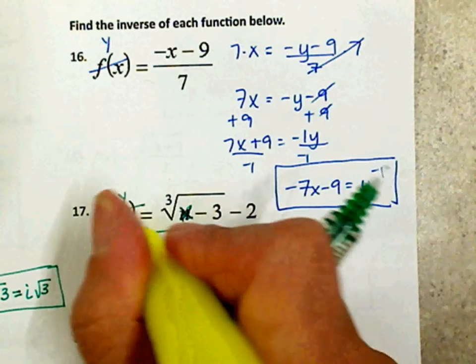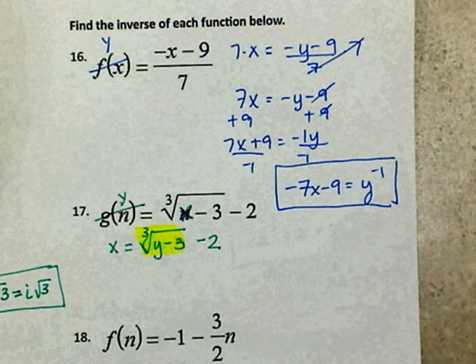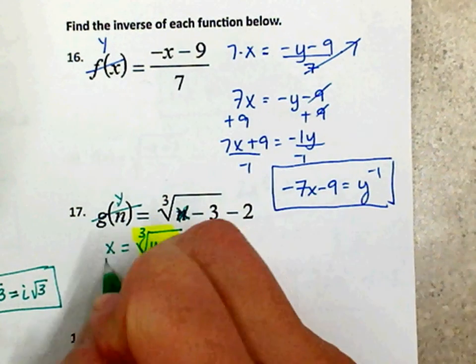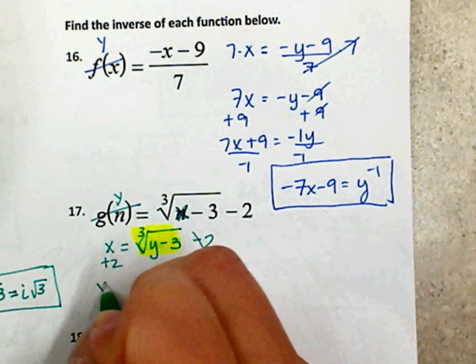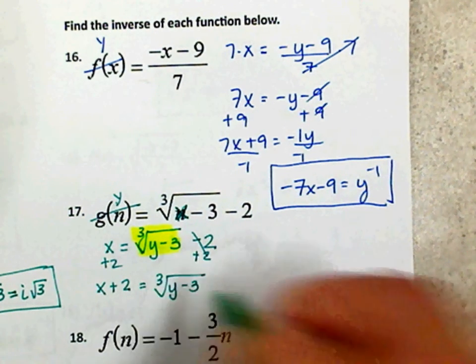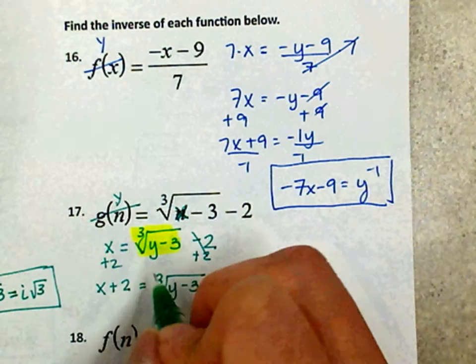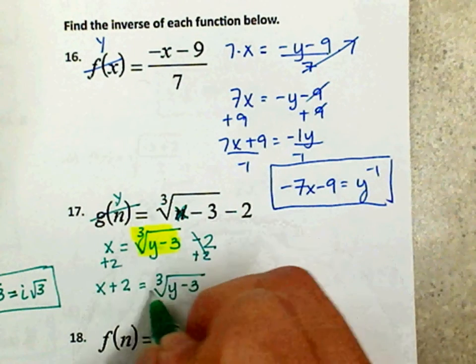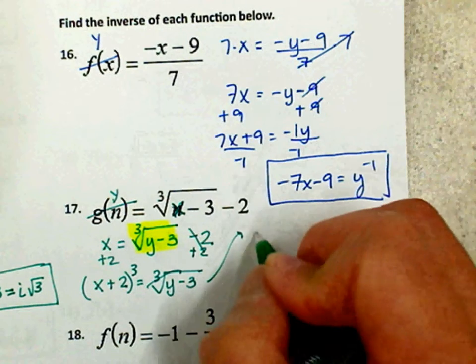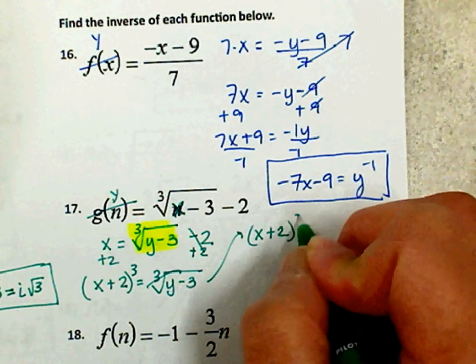These guys stay together until you get rid of that cube root. Add 2 to both sides. So x plus 2 equals a cube root of y minus 3. So how do you get rid of a cube root? Well, of course, you're going to cube it, just like that. So x plus 2 cubed equals y minus 3.